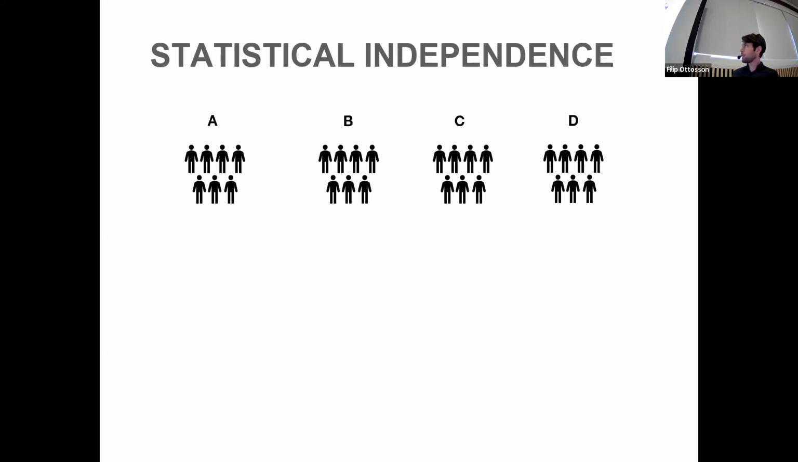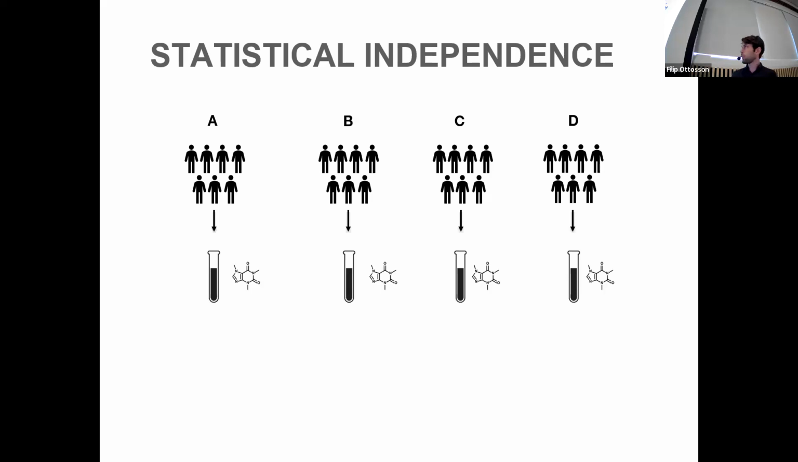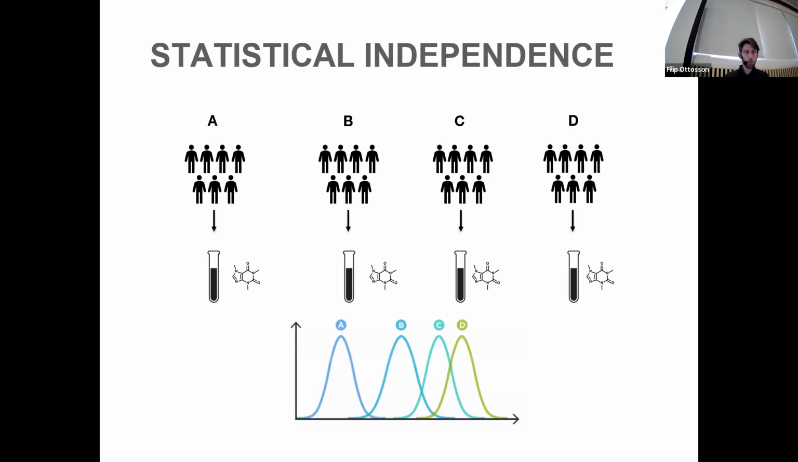Statistical independence: let's assume we have this situation, right? We have 4 different groups. They might be, for example, people eating different diets. So it might be vegetarians, vegans, people who eat vegetarian plus fish, and people who eat everything. Then we sample them, we measure a metabolite, and we want to know, is this metabolite different between these groups? Then we could do an ANOVA. We have 4 different distributions, and we see, are these means actually different?